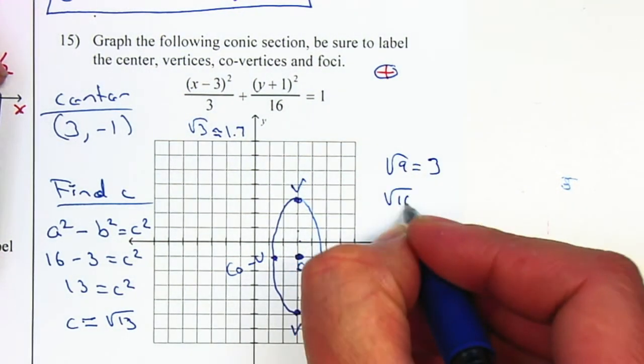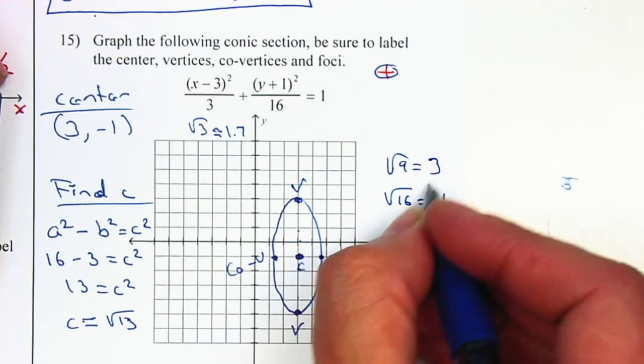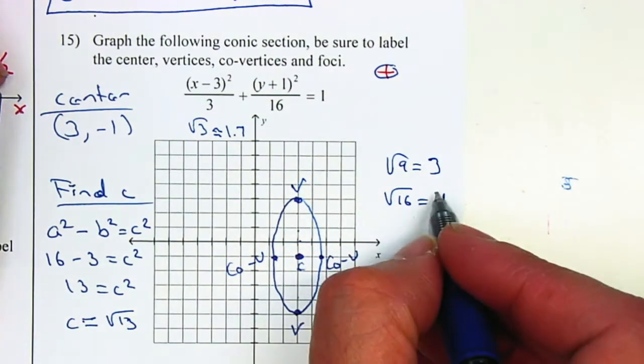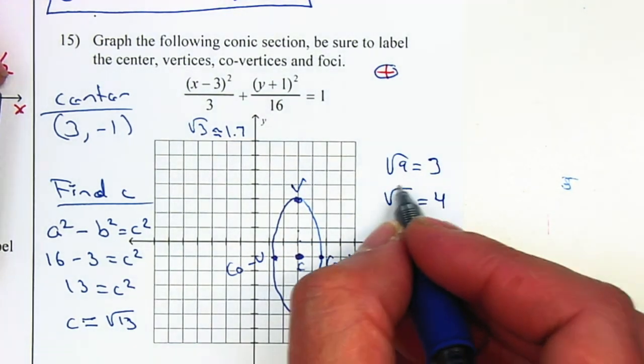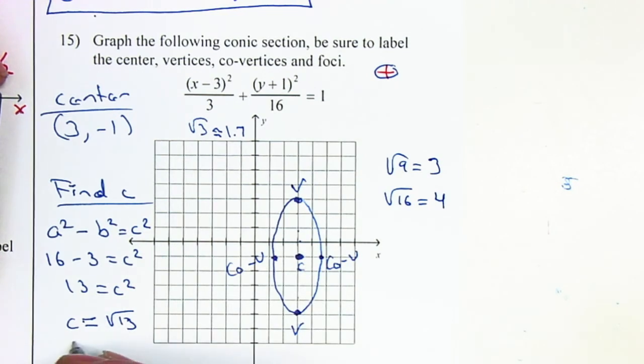The square root of 16 is 4. So it'll be about 3 point, it's a little closer to 16. Well, it's almost halfway there. So let's say 3.6.